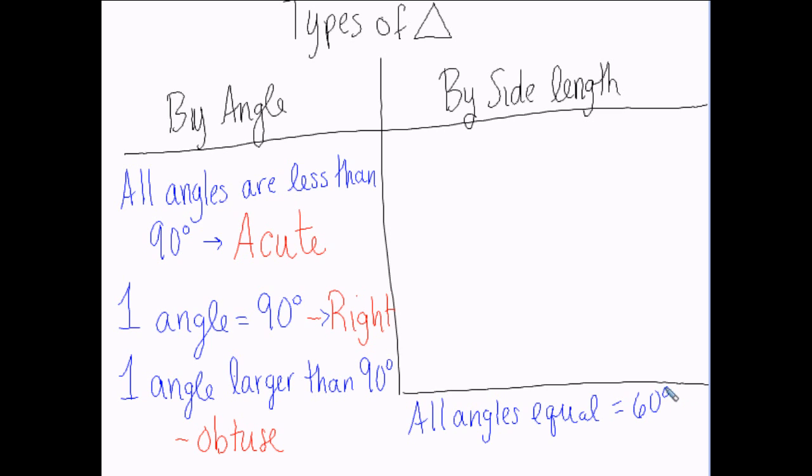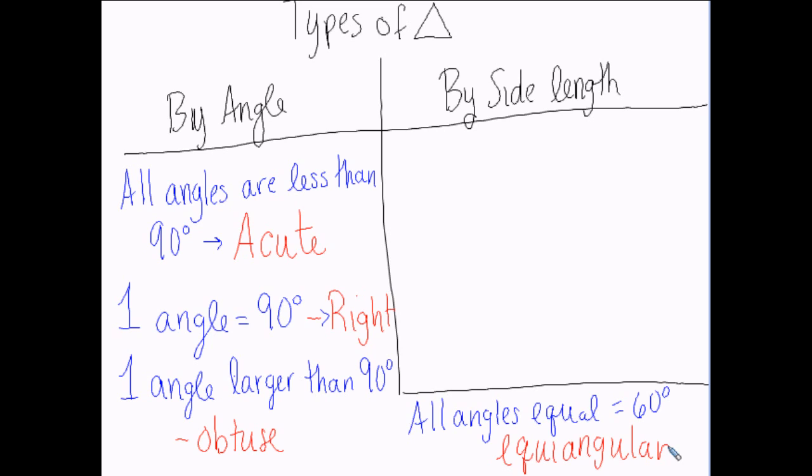Yeah, so if all angles are equal, they're all going to be 60 degrees because you have three angles in a triangle. 180 degrees divided by 3 is 60. So if they're all equal, they're all going to be 60, which is also acute, but it's a special kind of acute, and that's equiangular. Right. Yeah.